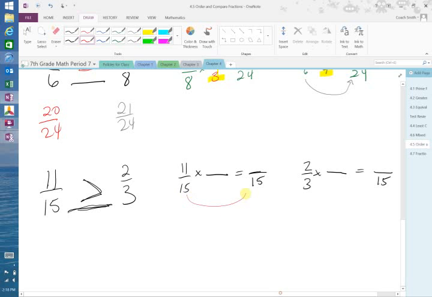So, what did we do to 15 to make it 15? Multiply by 1. So we got to go 1 over 1. Once again, this must equal 1 as a fraction. What did we do to 3 to make it 15? Multiply by 5. So over here we have 11 because we multiplied by 1. Here we have 10 because we multiplied by 5 over 5. So, which is bigger, 11 fifteenths or 10 fifteenths? 11. So this was 11 fifteenths.